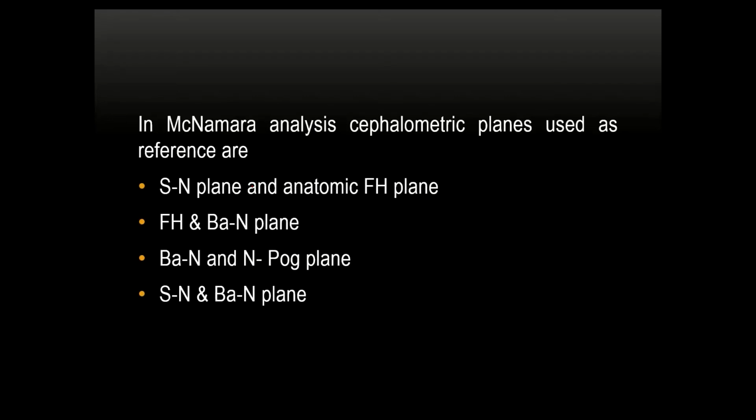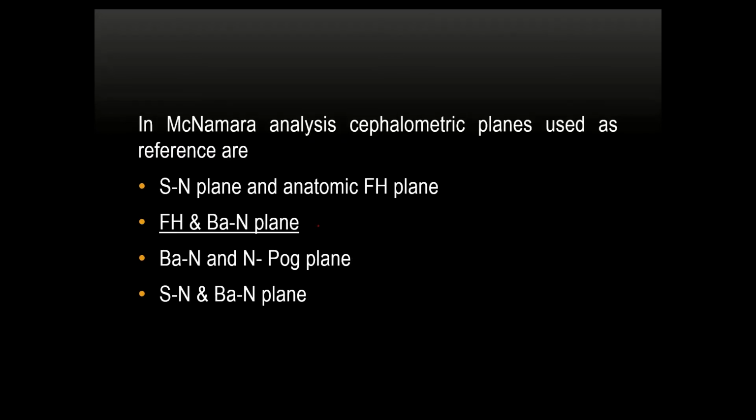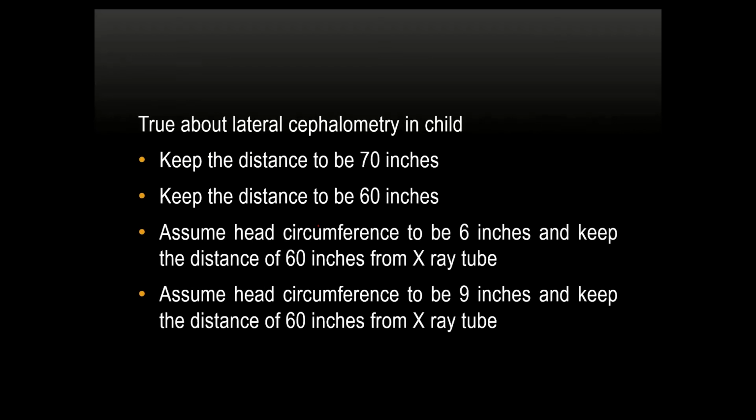Next. I have given this question here because this question was once asked, and you need to remember there are two planes which are mentioned in McNamara, which are FH and Bayesian plane. You need to remember this. And see, there is no time to discuss McNamara, and it is too much for you to remember. Next, this is also a question which was asked in exam, and you have to remember this as well. The answer is C. So this is one of the important questions.